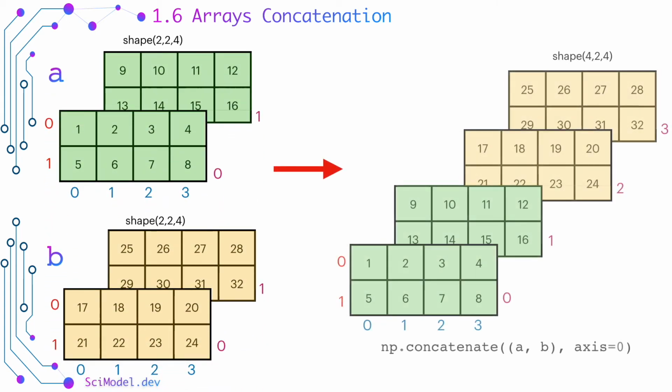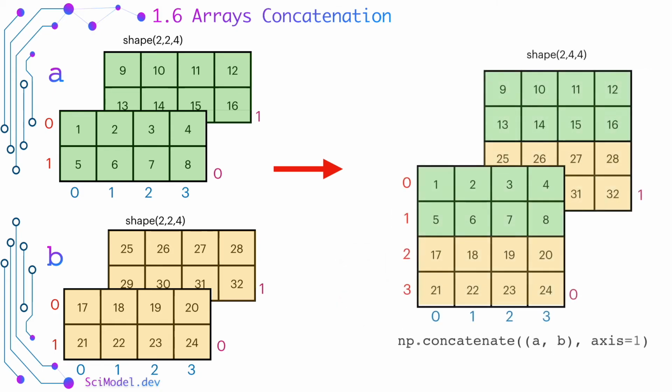In this example, we have two arrays A and B, each of which is a three-dimensional array. Concatenating A and B along axis 0 results in a new array as shown on the right. The new shape of the concatenated array is 4 by 2 by 4 instead of 2 by 2 by 4. When concatenating along axis 1 in a three-dimensional array, the arrays will be concatenated row-wise because axis 1 in a three-dimensional array represents the row of each subarray in the 0 axis. The new shape will be 2 by 4 by 4.